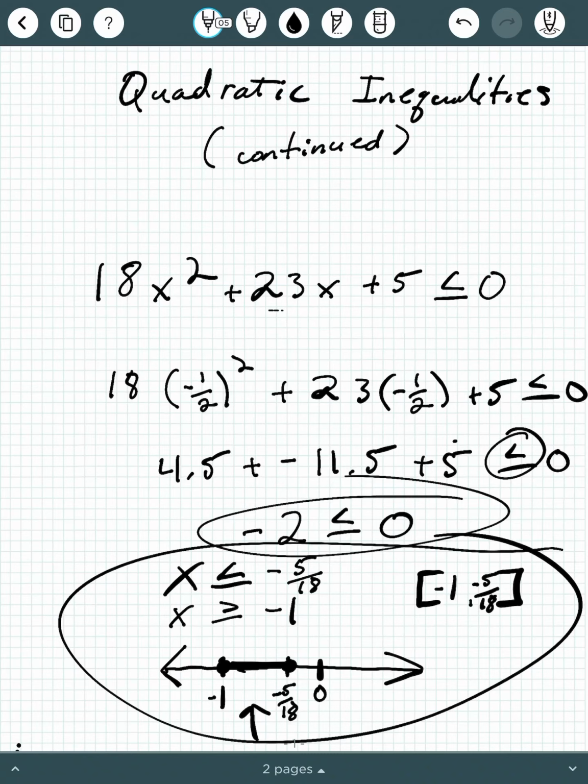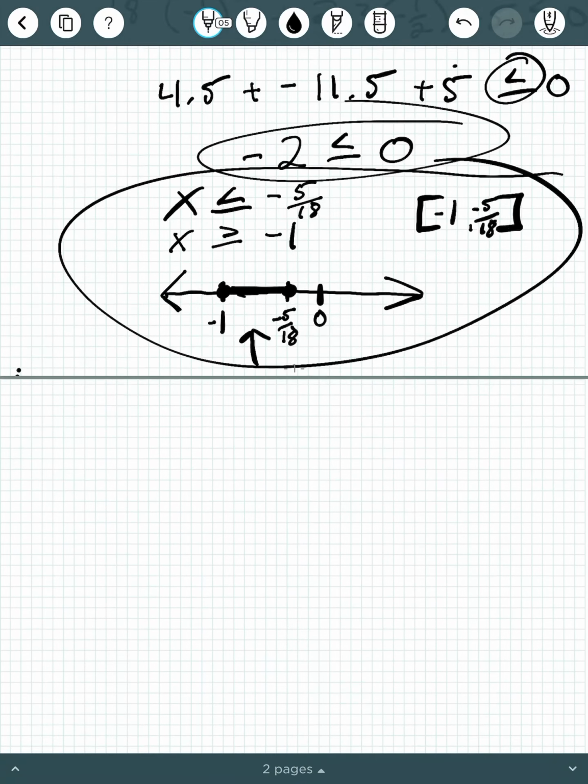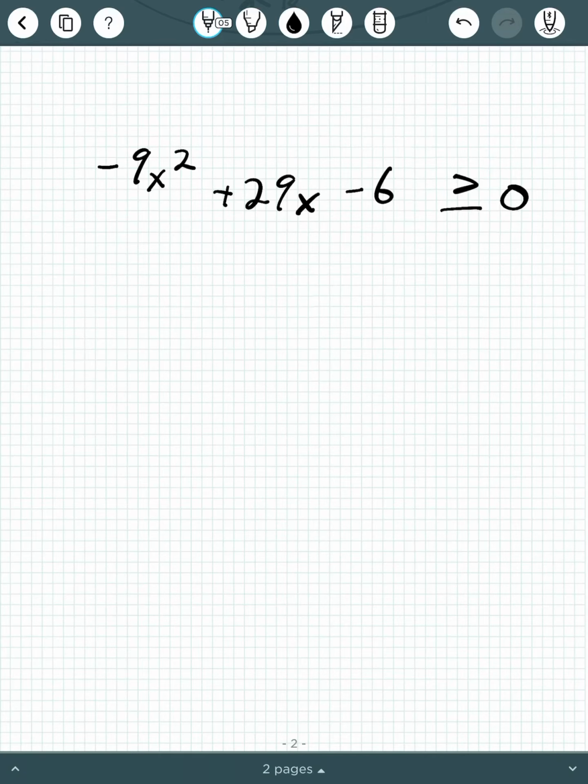We'll do one more from this worksheet just to help out those of you who might still be struggling a little bit, and then I think we should be in pretty good shape. So if we look at the next one, well, let's jump down to number 3. Number 3 is -9x squared plus 29x minus 6, and that is greater than or equal to 0. Let me get my problem a little lined up.